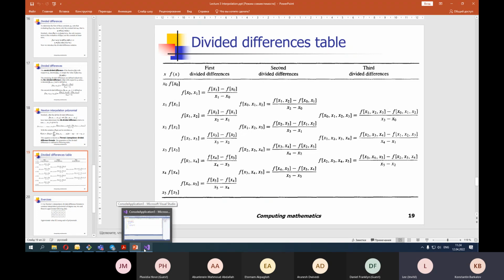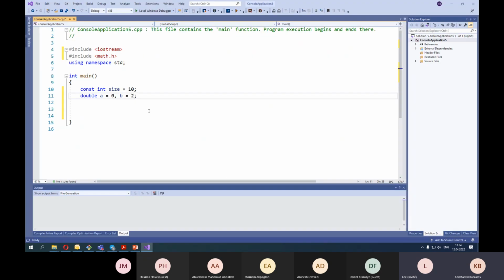Maybe I will write it for you using Visual Studio in a text mode.